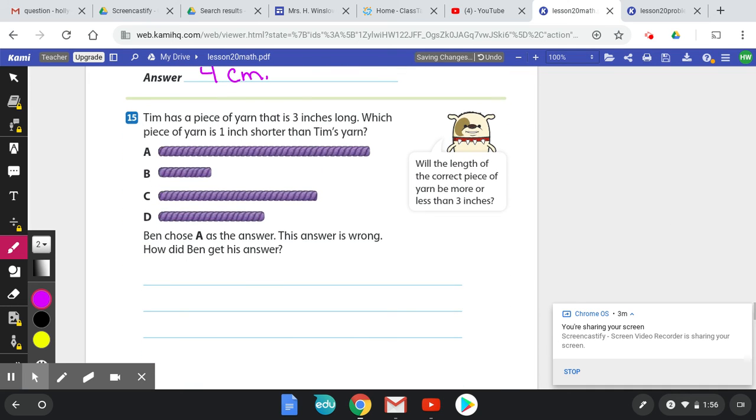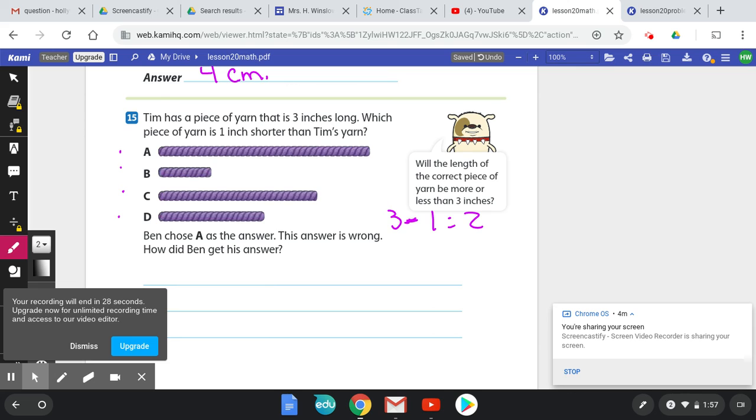All right, number 15. Tim has a piece of yarn that is 3 inches long. Which piece of yarn is 1 inch shorter than Tim's yarn? So we would have to measure each one. You would have to measure each one of them. And when you do measure that, I would write your measurements outside of here. And if you look, D, let's see, is 1 inch shorter than, you want to measure to see which one of these. If it's 1 inch shorter than 3, I would say, okay, 3 minus 1 equals 2. So you're going to look for something that is 2.